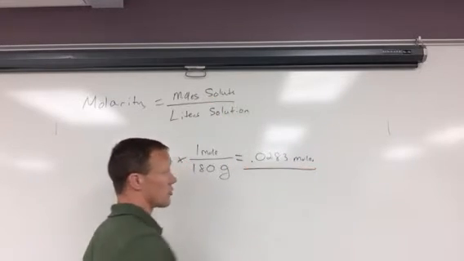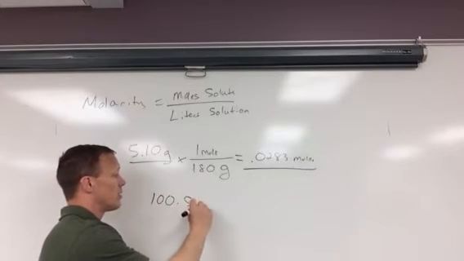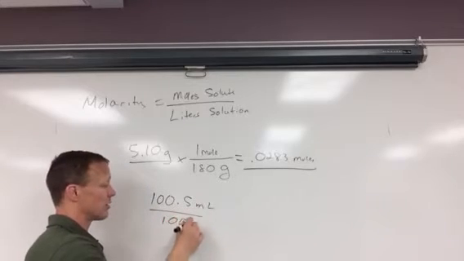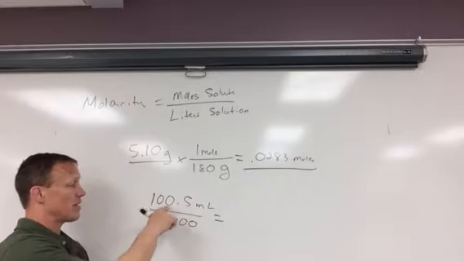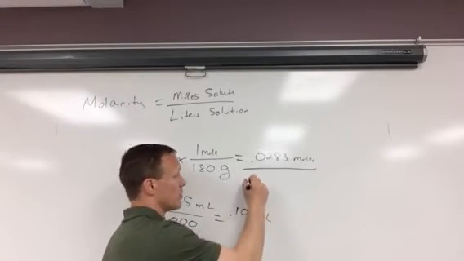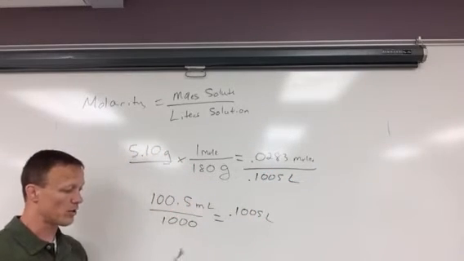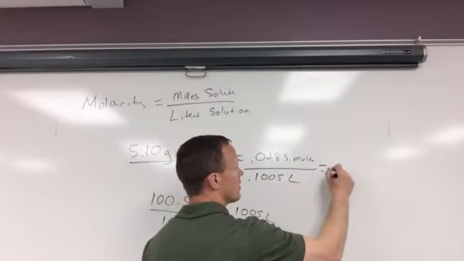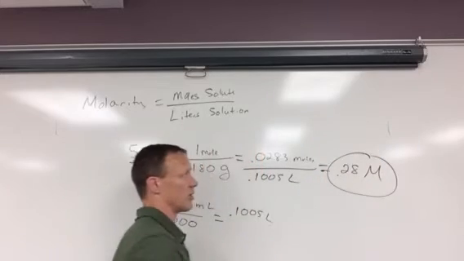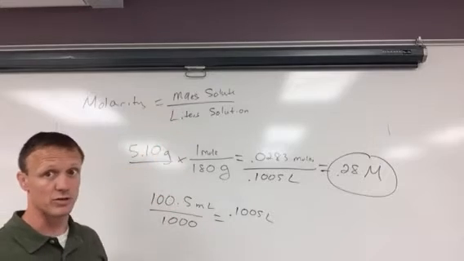We need to divide that by the total number of liters. Well, it says we have 100.5 milliliters. There's 1,000 milliliters in a liter, so we need to divide this by 1,000, which gives us 3 decimal places back, 0.1005 liters. So put this over 0.1005 liters, divide the two, and we get our moles per liter, which is 0.28. You can just put a big M. That means molar solution. In other words, there's 0.28 moles of solute, glucose, for every 1 liter of solution.